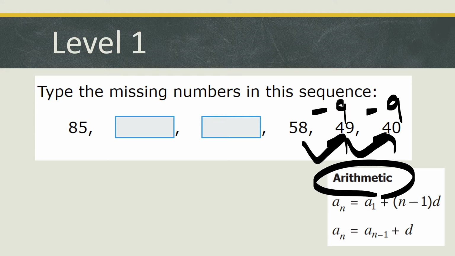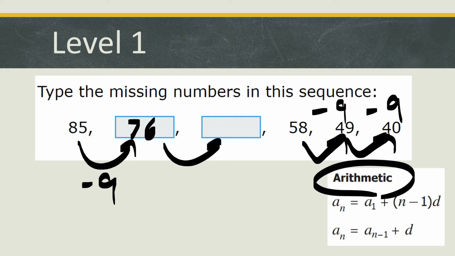So that means if I want to find out what this second one is, all I have to do is subtract 9 from the one before it. If I subtract 9 from that, I end up with 76. To find the next one, I subtract 9 again, and that gives me 67. And then you'll notice that if I subtract 9 again, I'll get to 58. So it's going to work by having a common difference. And so that's all I have to do here. Let's take a look at another example.